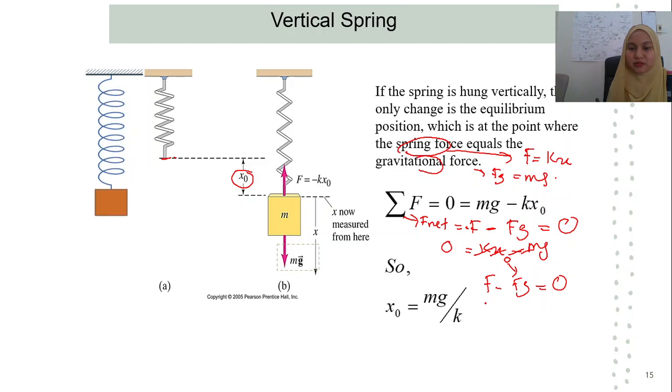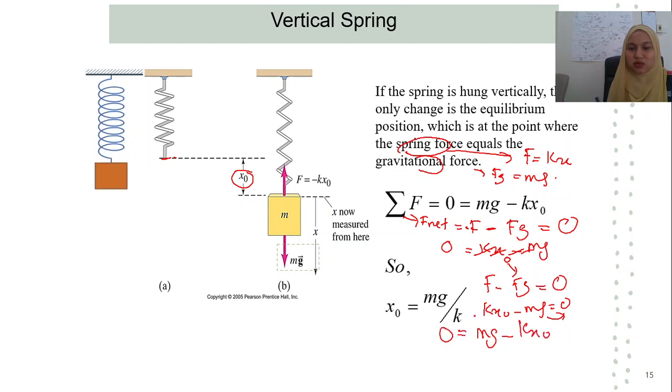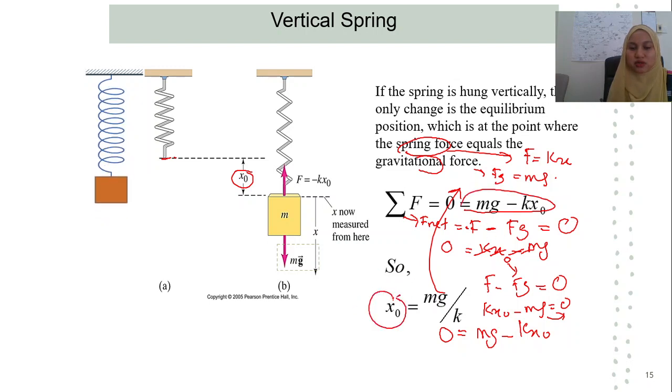So F is kx naught minus mg equal to 0. Moving it to the right side, we get mg minus kx naught equal to 0, which is the equation that we got. From here we can find the original position x naught, or the equilibrium position of x, by using the equation x naught equals mg divided by k. That is, the mass of the object times gravity, divided by the spring constant.